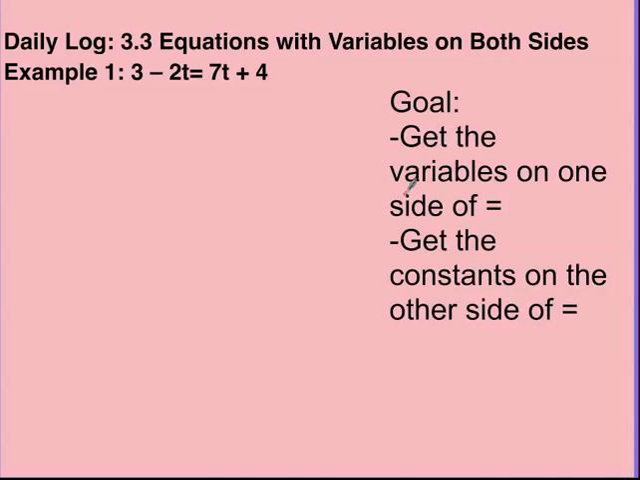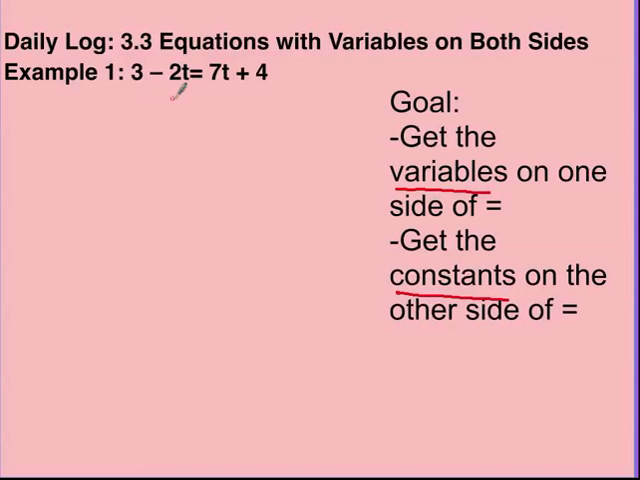Okay, the goal. It says to get the variables on one side of the equal sign and the constants on the other. Remember, a constant is just a number without a variable. So if I look at my equation here, 3 minus 2t equals 7t plus 4, my variable terms are negative 2t and 7t. I need them to be on the same side of the equal sign. So I need to take one of these terms and move it to the other side.